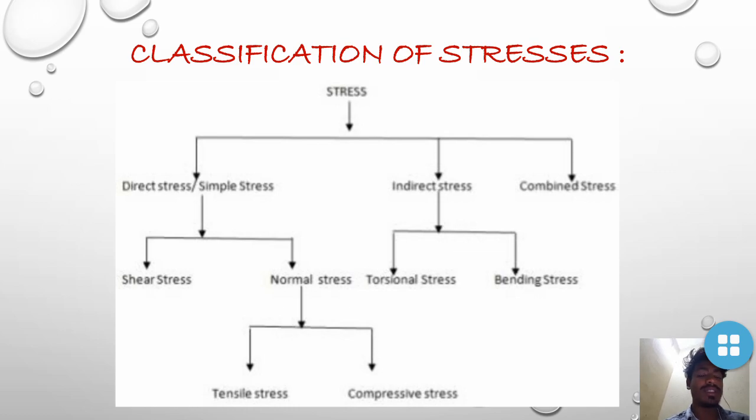Here you can see the classification of stresses. Stresses are divided into mainly three parts: direct stress or simple stress, indirect stress, and combined stress. Again, direct stress or simple stress is divided into two more parts: shear stress and normal stress. Normal stress is divided into two more components: tensile stress and compressive stress. Indirect stresses are torsional stress and bending stress. So this is the classification of stresses, how they are classified.